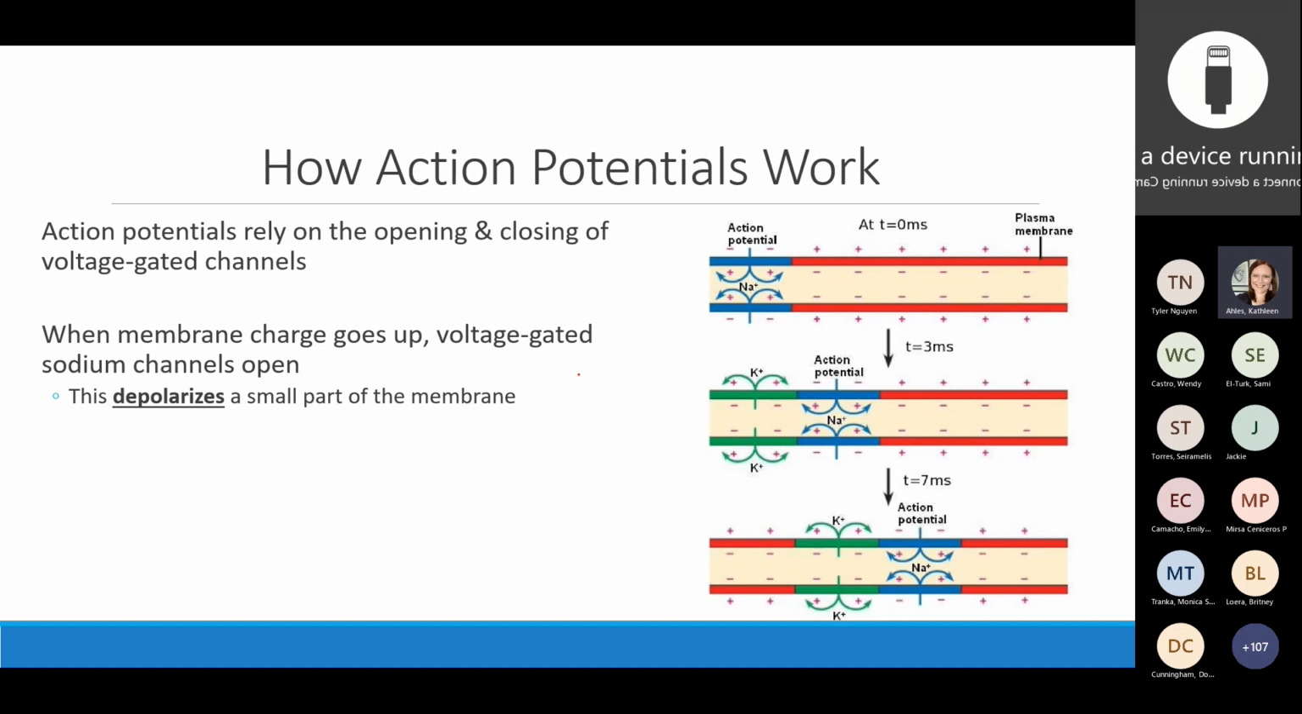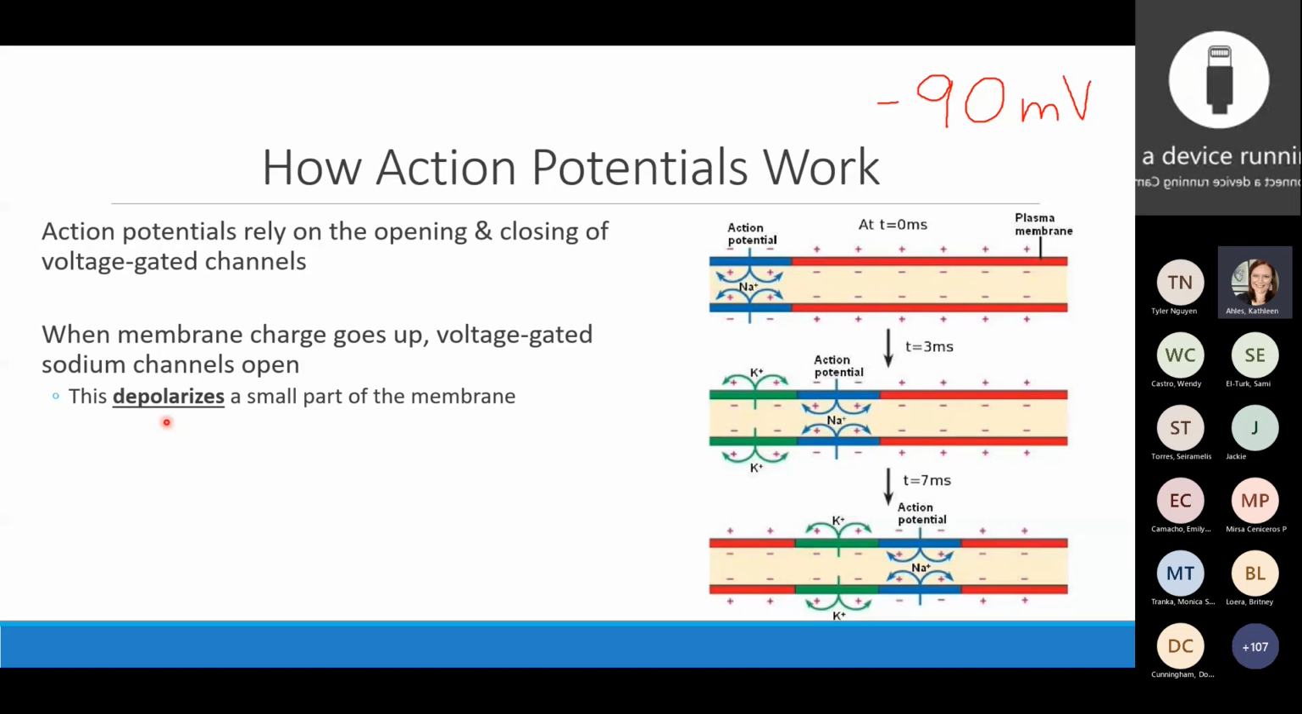On a muscle, I want you to write down somewhere for yourself, muscles are actually -90. They are even more negative than neurons are, -90 millivolts. So when I'm talking about opening a voltage gated sodium channel, I'm starting at -90 and I'm rushing in a whole bunch of sodium. I am depolarizing the membrane. I'm making it more positive.